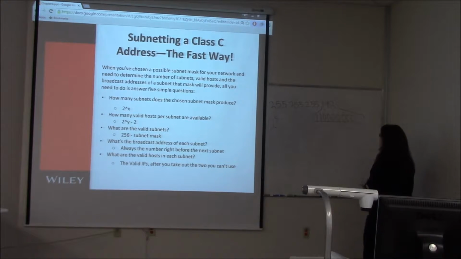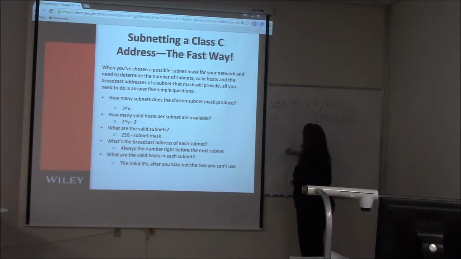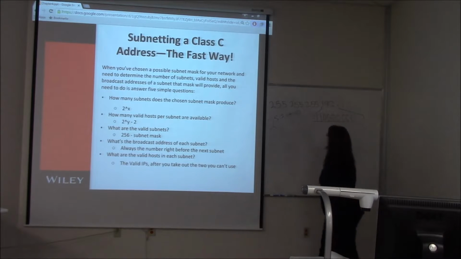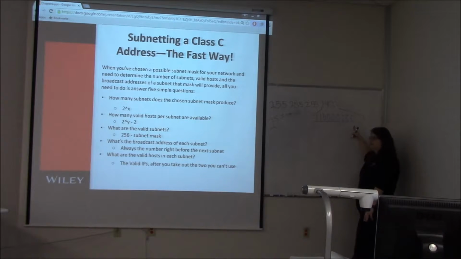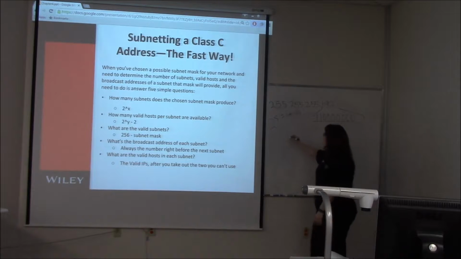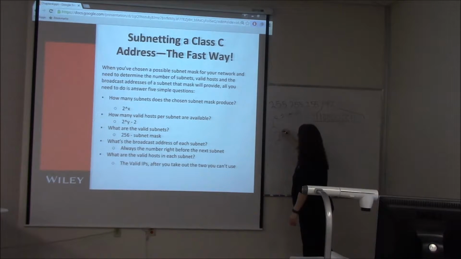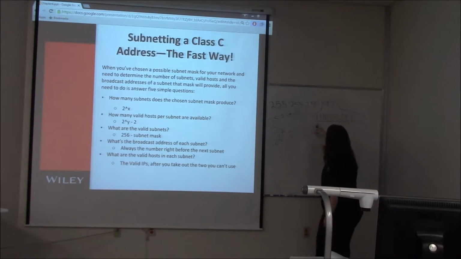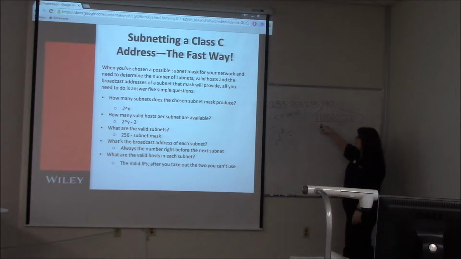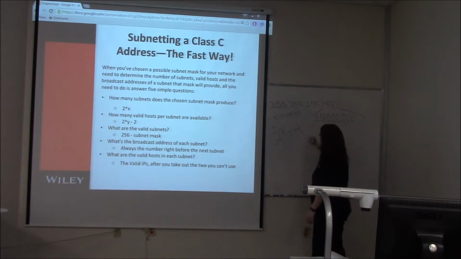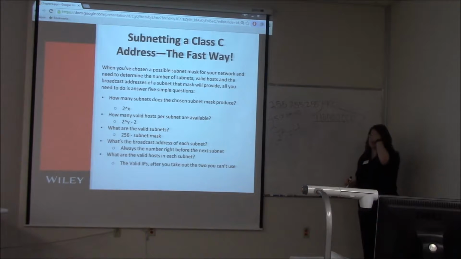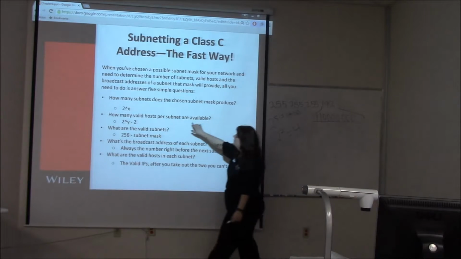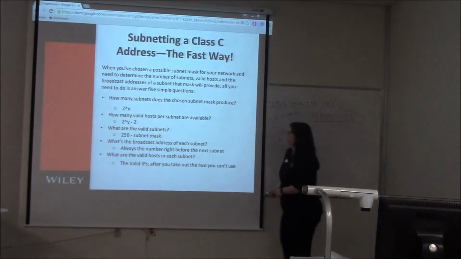S is going to be the number of bits that are turned on. In what's turned on here, I have 2 bits turned on because they're ones. 2 to the second gives me 4. So how many subnets does this subnet mask give me? 4. That's this right here: how many subnets does the chosen subnet mask produce?